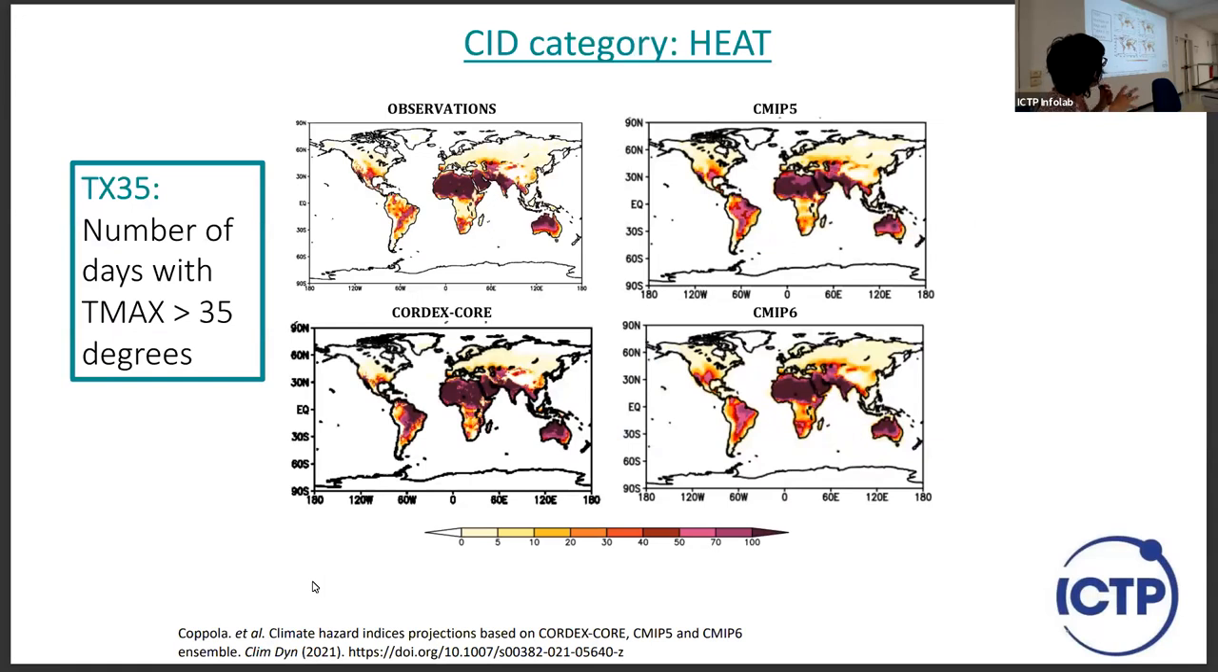Now I will show you some practical examples of the indexes that have been computed in some works that we did in the past, just to give you an idea of how they appear when we did, for example, a computation over a reference period, or when we did a change, so climate projection of these indexes. So this, for example, for the category of heat is the TX35, that is the number of days with maximum temperature greater than 35 degrees.